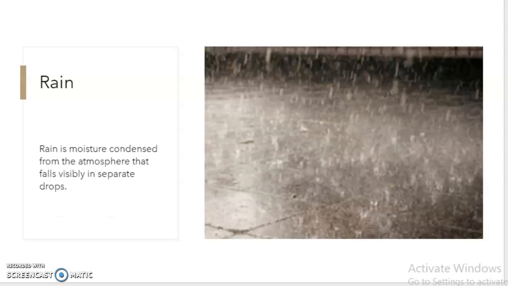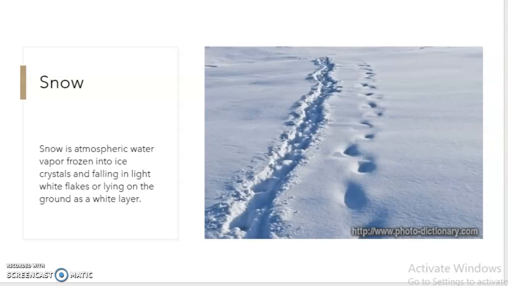Rain is moisture condensed from the atmosphere that falls visibly in separate droplets. Snow is atmospheric water vapor frozen into ice crystals and falling in light white flakes, or lying on the ground as a white layer.